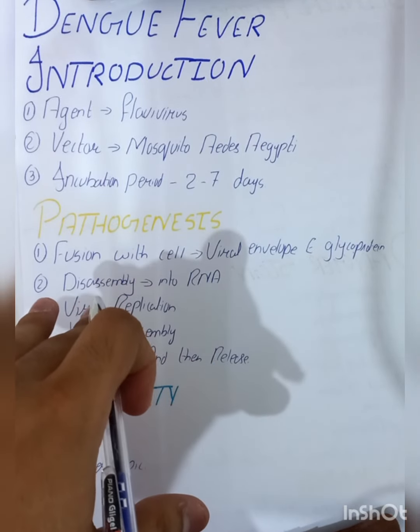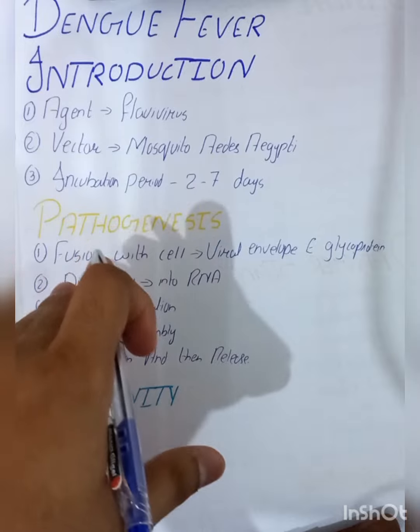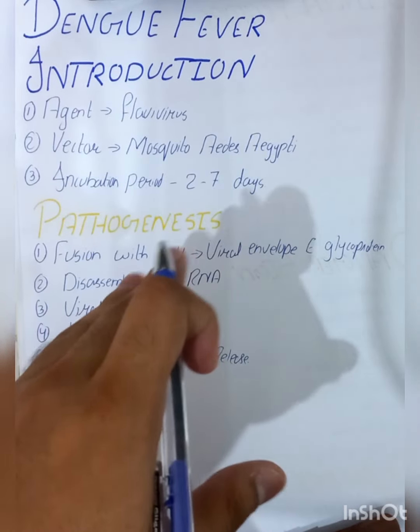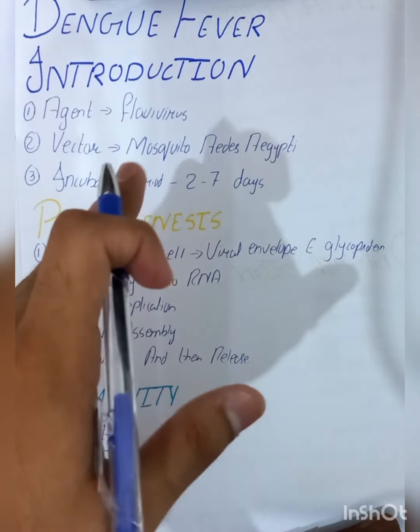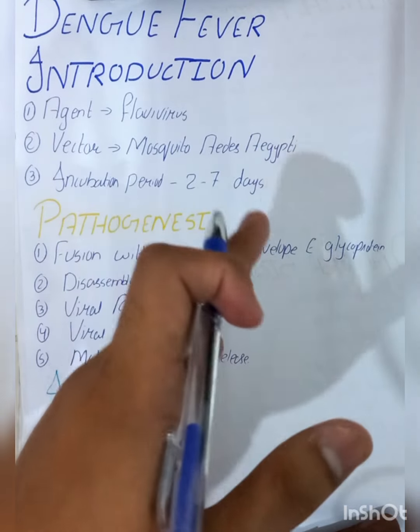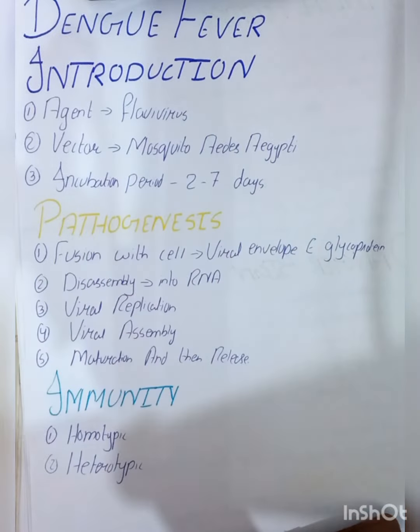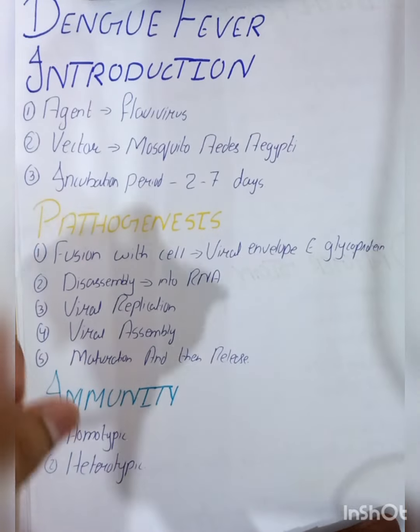What do you mean by incubation period? The incubation period means the time between the virus entering the body and the first symptoms occurring. It takes about 2 to 7 days to produce symptoms within the body.